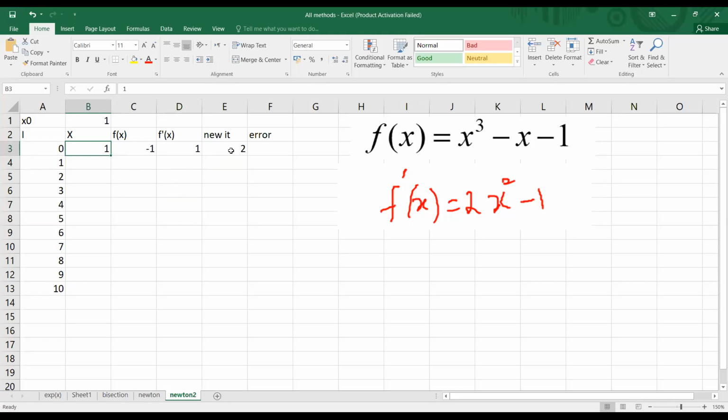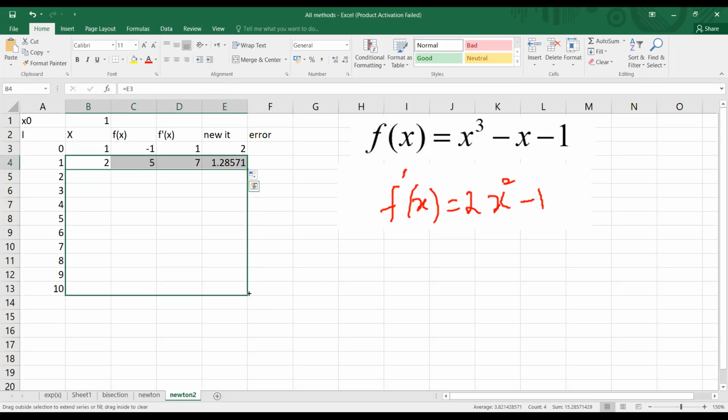You have to copy this new iteration here. So I have to just write a formula here. That formula will be equal to the cell reference. So E3 will be the new iteration, and this is to be copied here. Now I am going to copy all of these up to the 10 iterations.